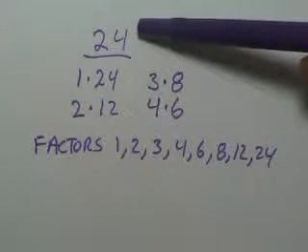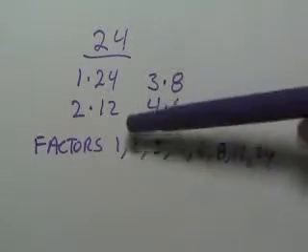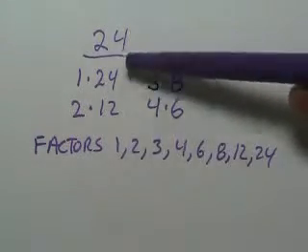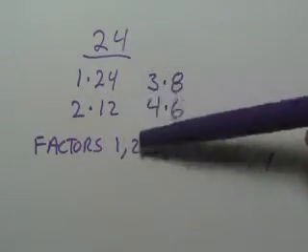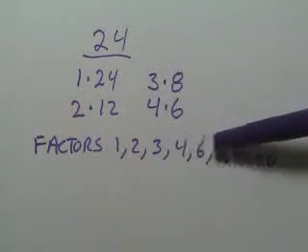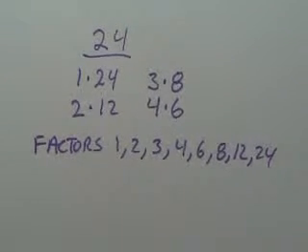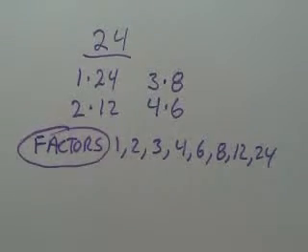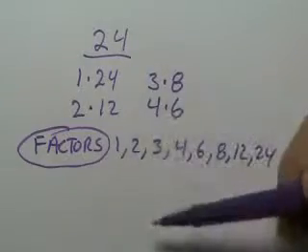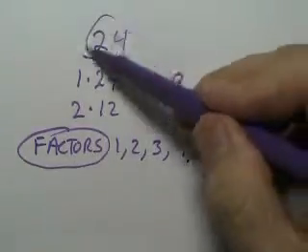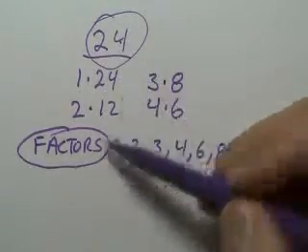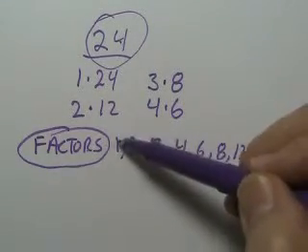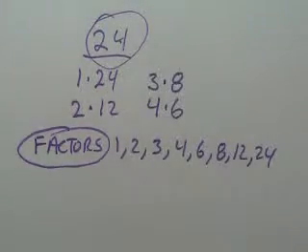24 is divisible by these factors. 24 is divisible by 1, it's divisible by 2, 3, etc. So those are the two terms: divisible and factors. They're almost saying the same thing, just going two different ways. With divisible, we're talking about the big number being divisible by another one. With factors, we're saying that these smaller numbers go into the larger number.